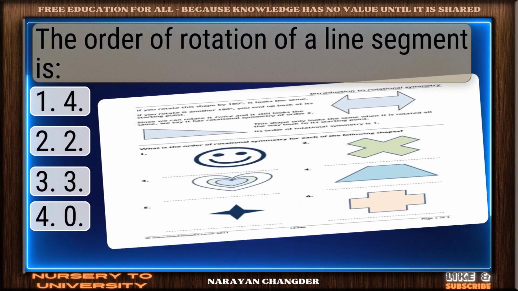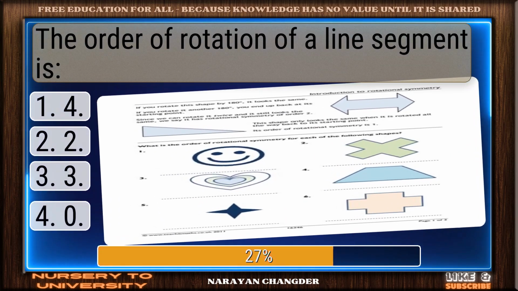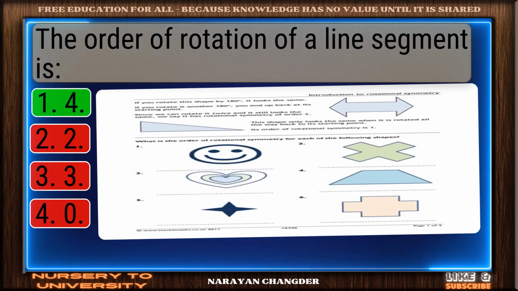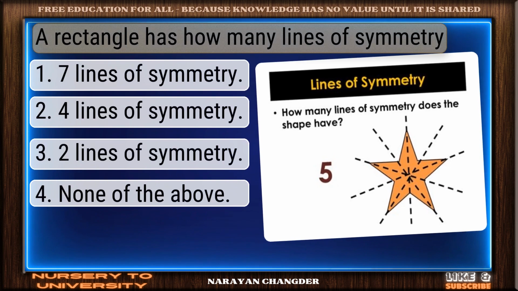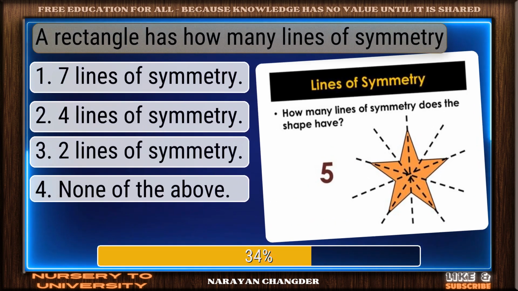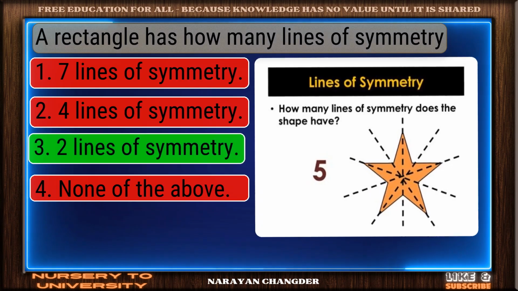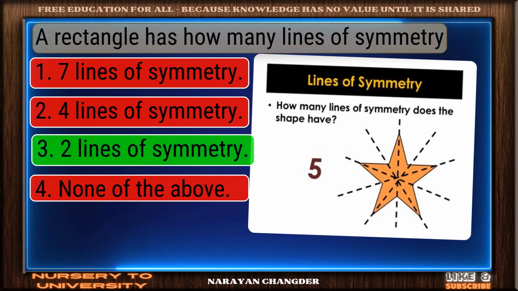The order of rotation of a line segment is... Bravo. 4 is the answer. A rectangle has how many lines of symmetry? Nice work. You chose 2 lines of symmetry and it is correct.